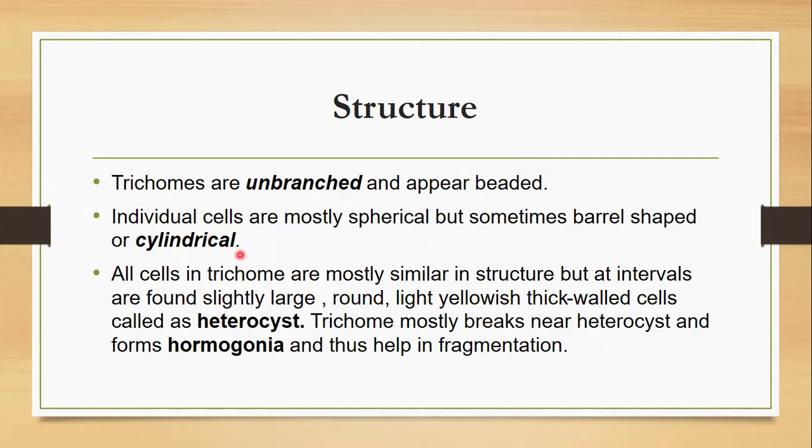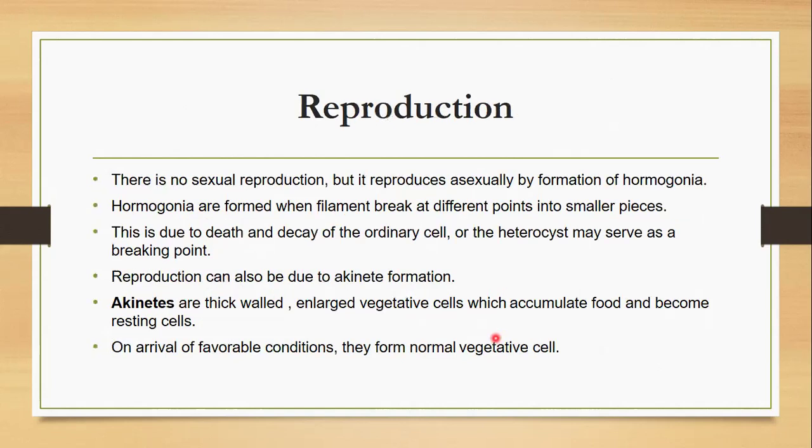Individual cells are mostly spherical, but sometimes barrel-shaped or cylindrical. All cells in a trichome are mostly similar in structure, but at intervals are found slightly larger, round, light yellowish, thick-walled cells called heterocysts. The trichome mostly breaks near a heterocyst and forms hormogonia, and thus helps in fragmentation. This fragmentation further germinates into a new structure.